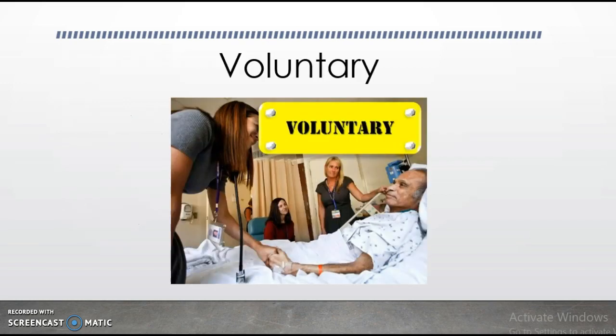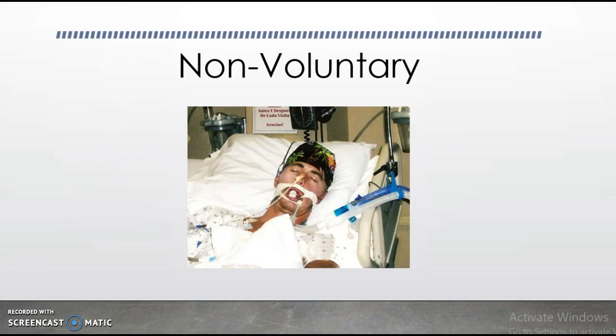Just some quick slides to give you a picture to go along with the idea. Here's a case of voluntary euthanasia. This man, we don't know his competence, obviously, just from this picture. We have to assume he's competent, but he's awake and able to give his consent to euthanasia. Non-voluntary might look something like this. You have a patient in a persistent vegetative state. They're just unable to give their consent.